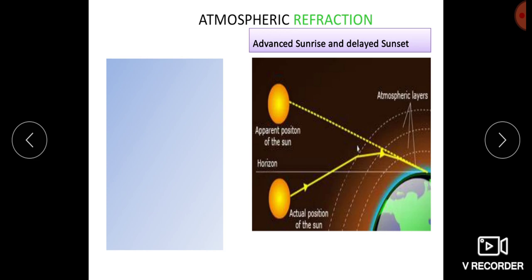This takes place 2 minutes before the actual sunrise. We can see the sun. Similarly, after the actual sunset happens, even then we can observe the sun for 2 minutes. So in total, at sunrise we get 2 minutes extra and at sunset a delay of 2 minutes, a total of 4 minutes in the duration of sunlight. That is what we get in the day length.